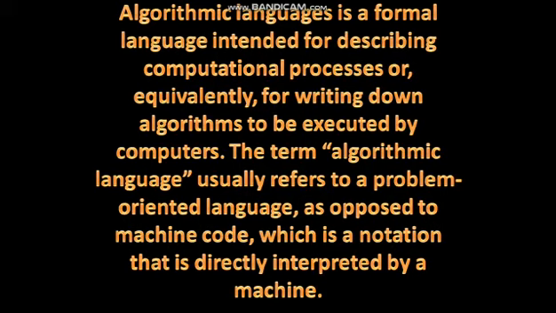Algorithmic language is a formal language intended for describing computational processes or, equivalently, for writing down algorithms to be executed by computers. The term algorithmic language usually refers to a problem-oriented language, as opposed to machine code, which is a notation that is directly interpreted by a machine.